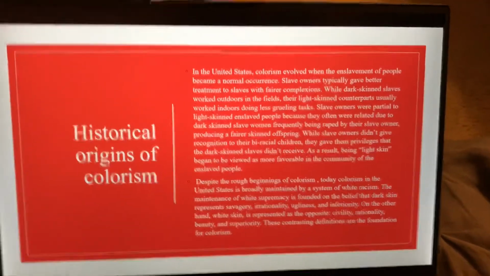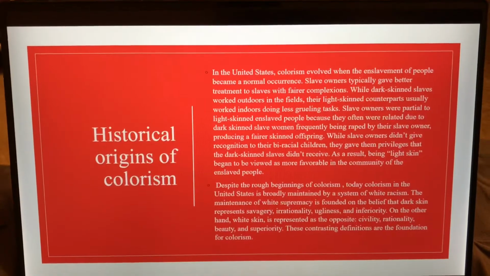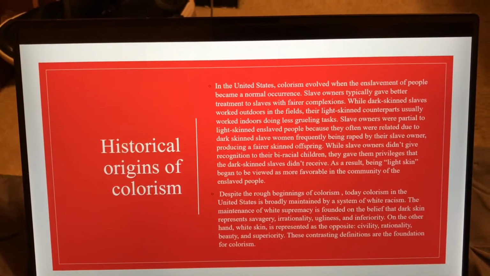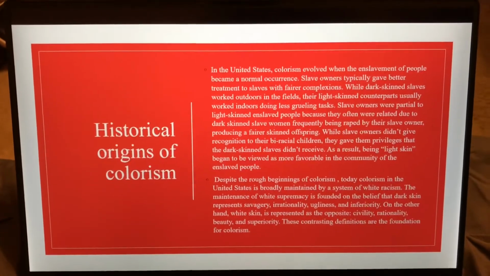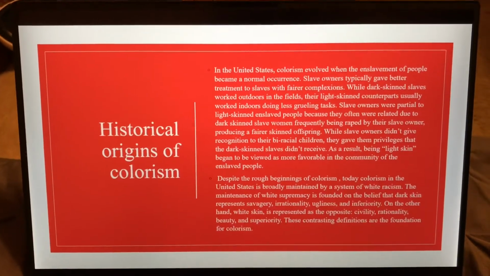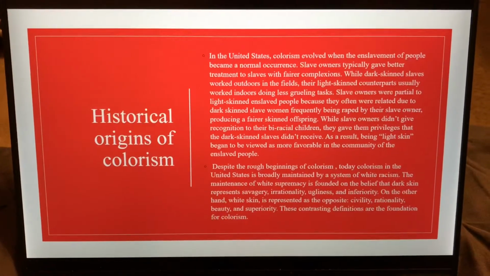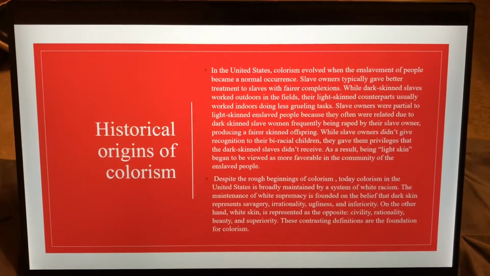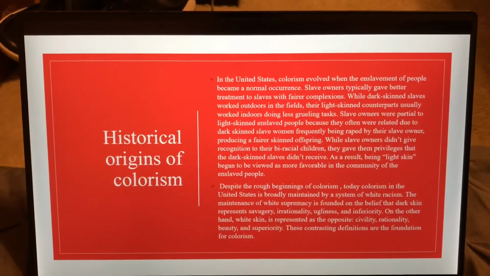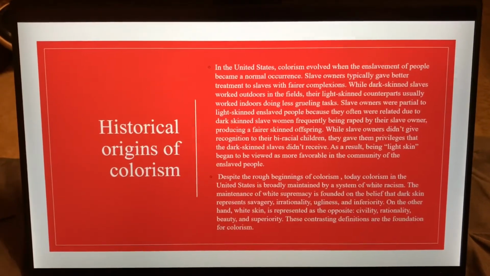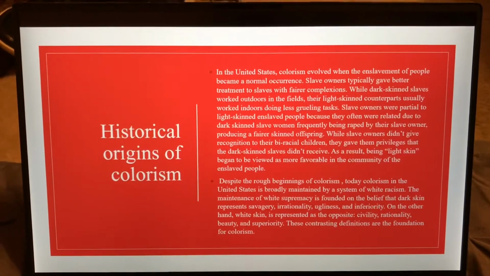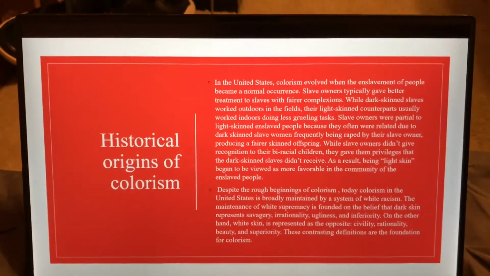Historical origins of colorism. In the United States, colorism evolved when the enslavement of people became a normal occurrence. Slave owners would typically give better treatment to slaves with fair complexions, while darker-skinned slaves worked outdoors in the fields. Their lighter-skinned counterparts usually worked indoors. The majority of the time, it was because the slave owners were actually related to the lighter-skinned slaves, due to the slave owners raping the darker-skinned slave women and creating lighter-skinned offspring as a result.